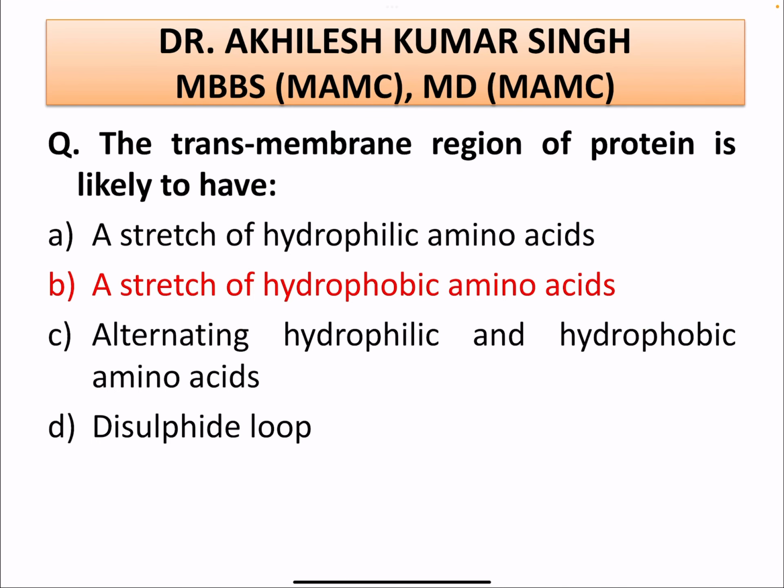So now let us look at this question again. The transmembrane region, which is the central part of the cell membrane. The transmembrane region of the protein is likely to have... So they have the hydrophobic amino acids. They will have the hydrophobic amino acids. So the answer here is B, stretch of hydrophobic amino acids.